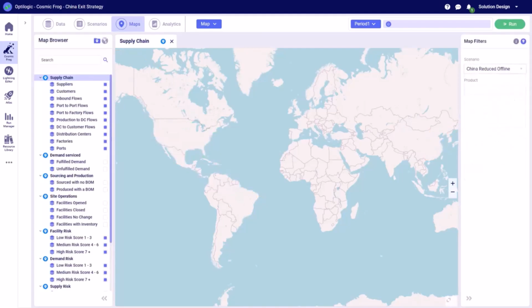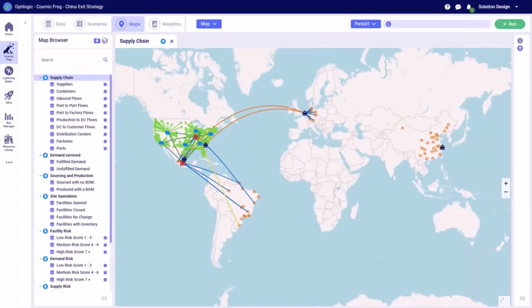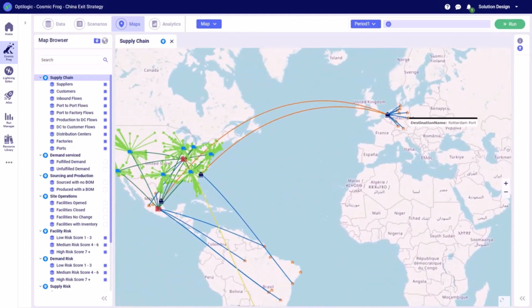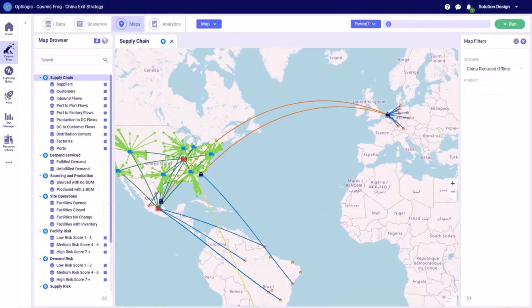What if China goes offline completely? This is one of the questions that we were concerned about at the start, and we see another shift in the global supply base footprint. We have a mix of suppliers now from LATAM, Brazil and Mexico, and EMEA, based in Germany. As we zoom in here, we see how the supply footprint has shifted from China over to LATAM and EMEA.